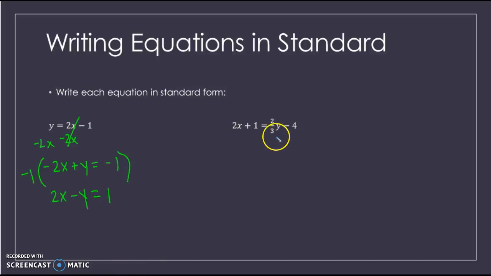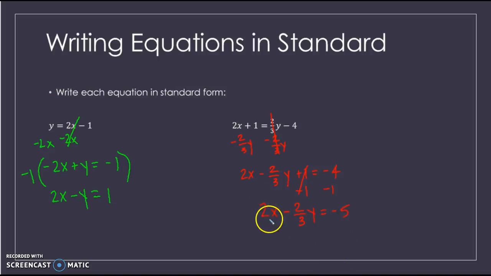Over here I've got to get x and y on the same side. So I'm just going to move the 2/3 y over. So I've got 2x minus 2/3 y plus 1 equals negative 4. I don't want any constants over there, so I'm going to move the 1 by subtracting it. 2x minus 2/3 y equals negative 5.